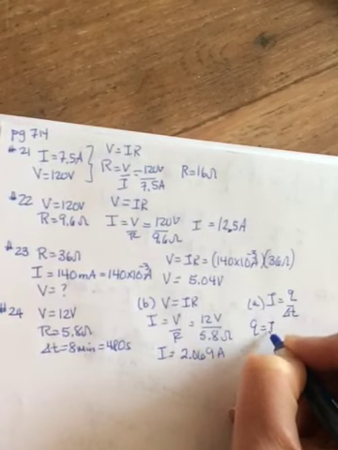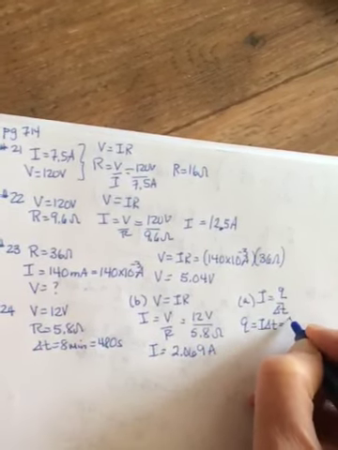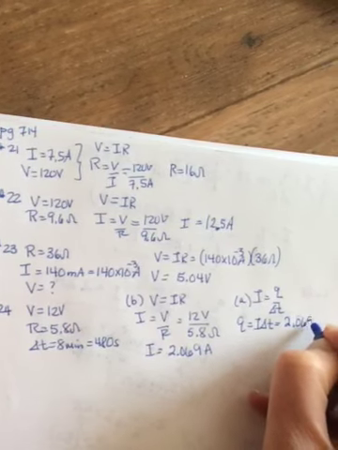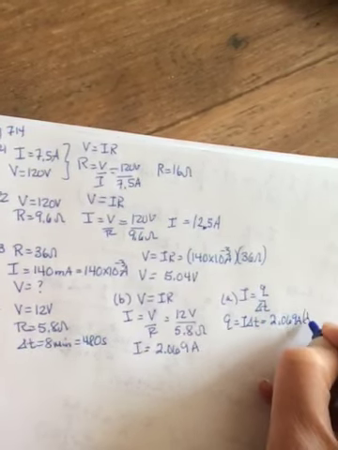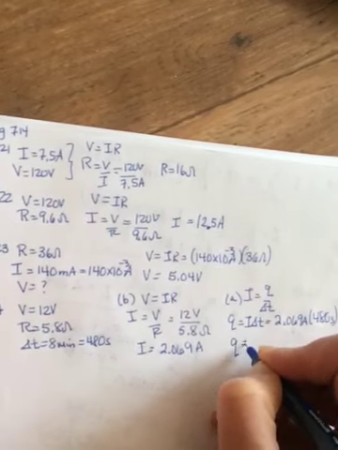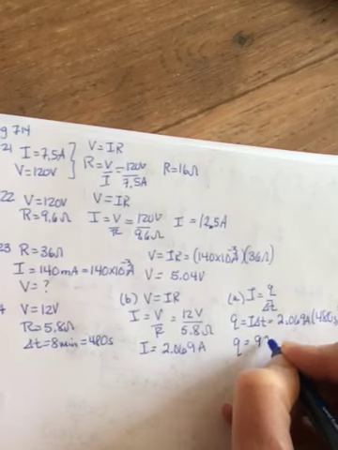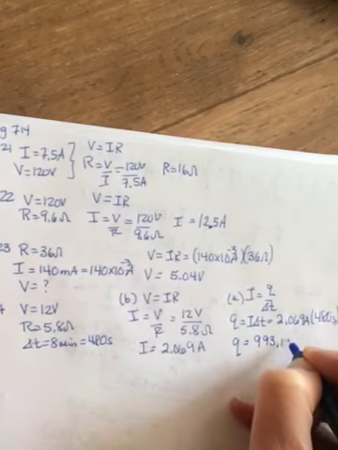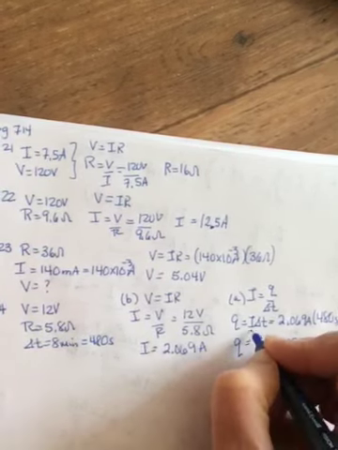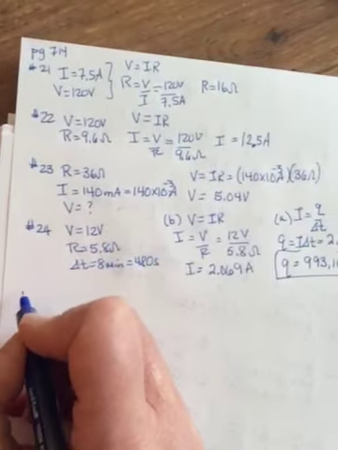Then you can go to A and do I equals Q over delta T. So Q is equal to I times delta T. I was your 2.069 amps you just found, and delta T is the 480 seconds. And when you do this, you should get a Q of 993.10 coulombs.